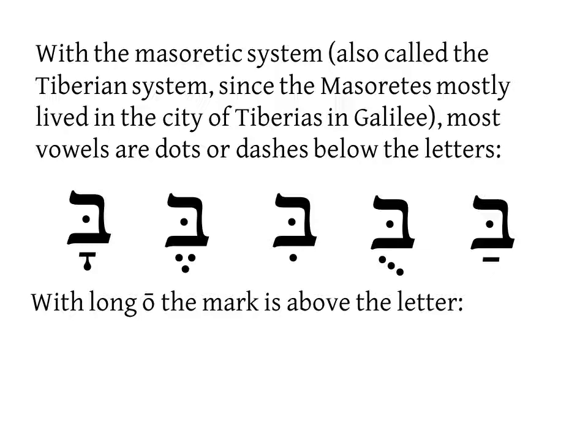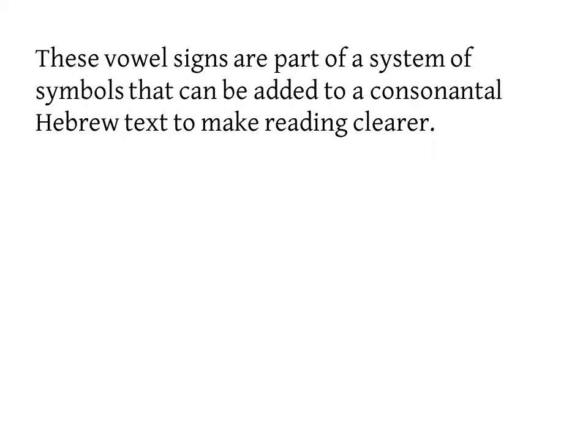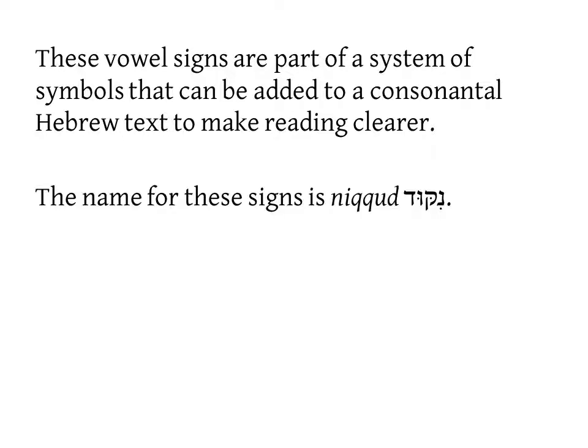With long O, the mark is above the letter. Bo or bo. Also, there is one mark with a dot in a vav to indicate a long U. We will learn the specifics of these in future videos. These vowel signs are part of a system of symbols that can be added to a consonantal Hebrew text to make reading clearer. The name for these signs is nikud.